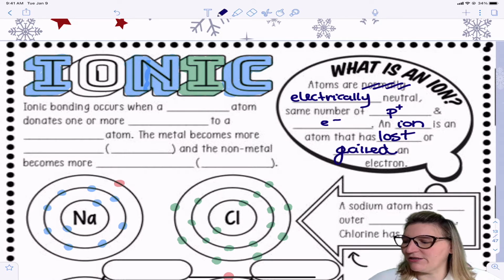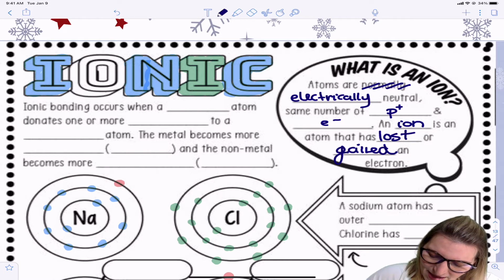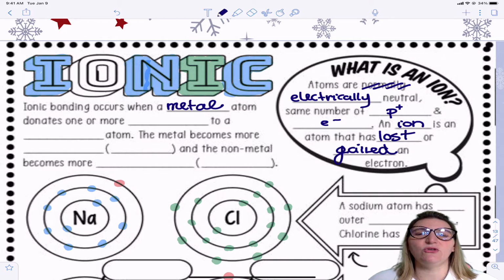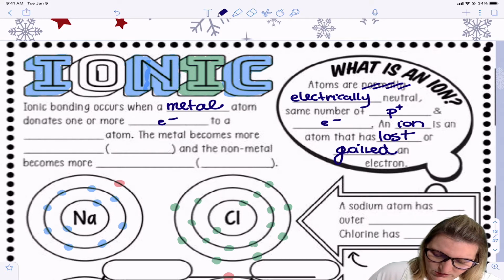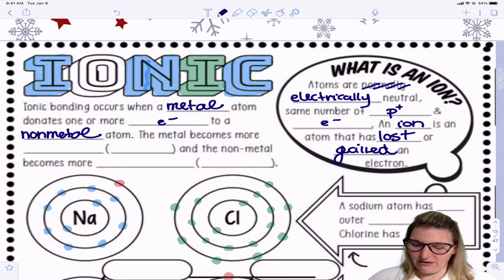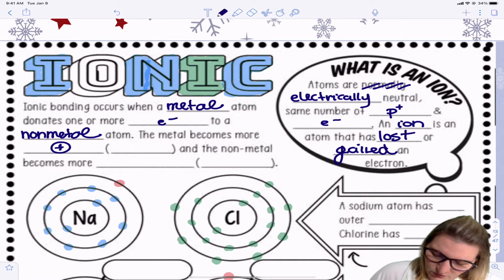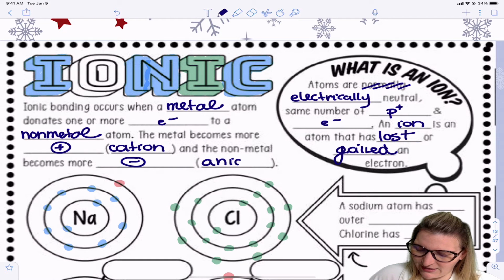And so how is this related to ionic bonding? Ionic bonding occurs when a metal, the metal will always be the one to give up or donate one or more electrons. And it will donate that to a nonmetal. The nonmetal will gain. So the metal, because it loses an electron, becomes more positive, which we call a cation, and the nonmetal becomes more negative, and we call that now an anion.